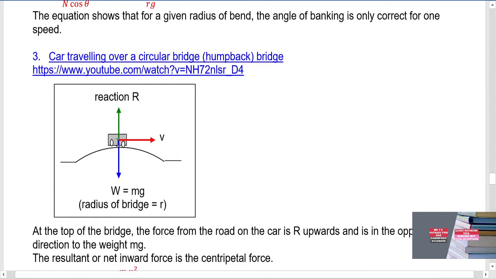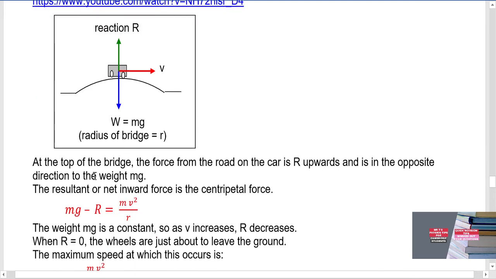So in order for the car to remain in contact with the road, W minus the reaction force should equal mv squared over r, because that's towards the center of the circle. The speed of the car is at a tangent to the circle as it goes up and down the bend or the humpback bridge. So at the top of the bridge, we have got the reaction force, and then we've got the weight, and we say the weight minus reaction force is mv squared over r.